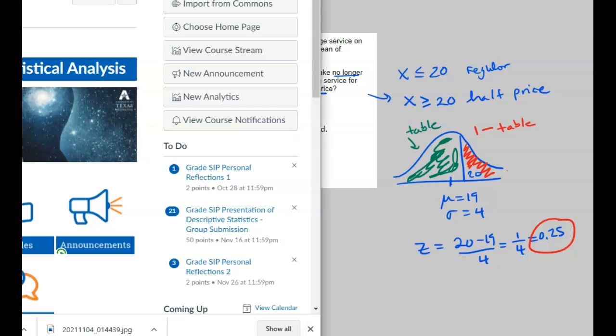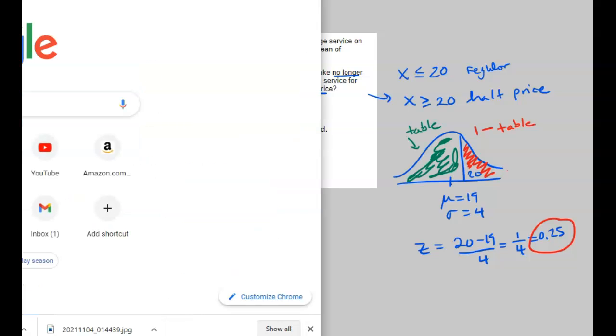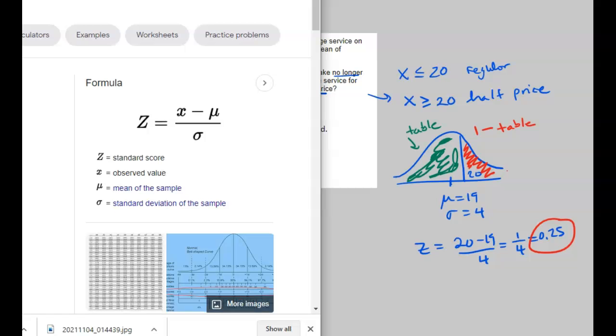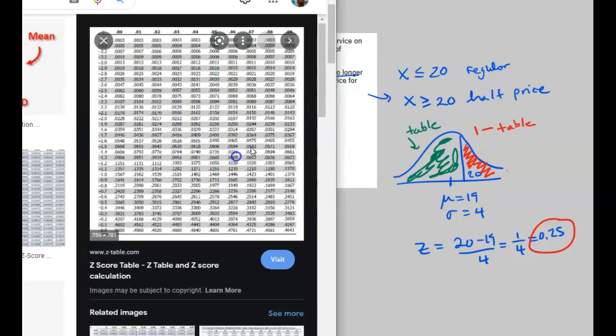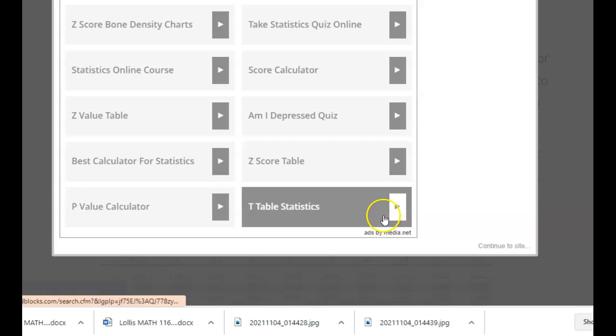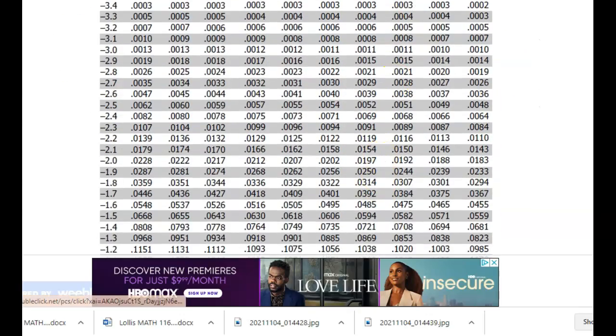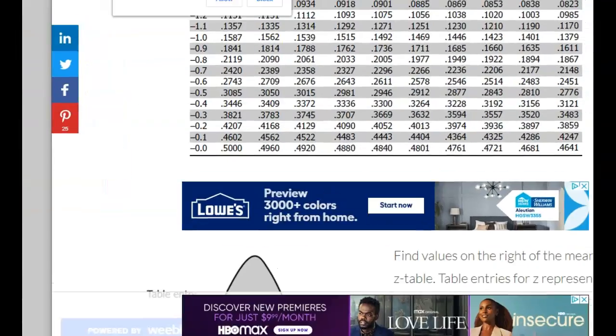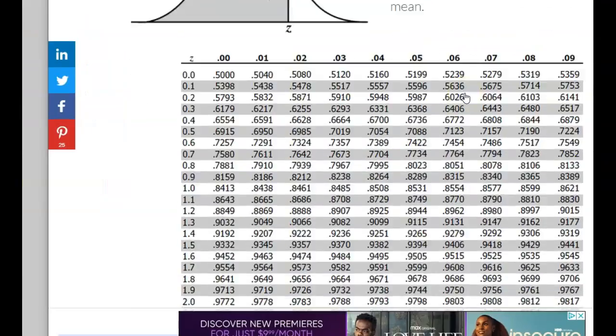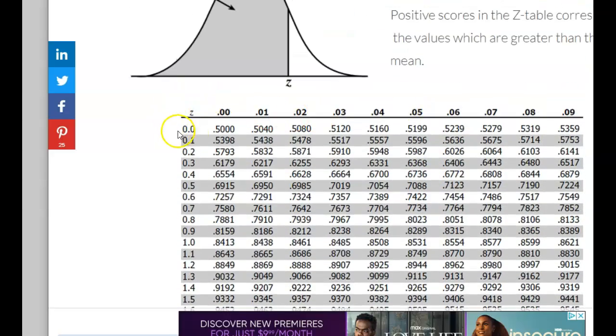Let me find the table of values. Let's see, z-scores. There's a table over here. So we need 0.25. We have 0.2, and follow this row along, and 0.25 is 0.5987.